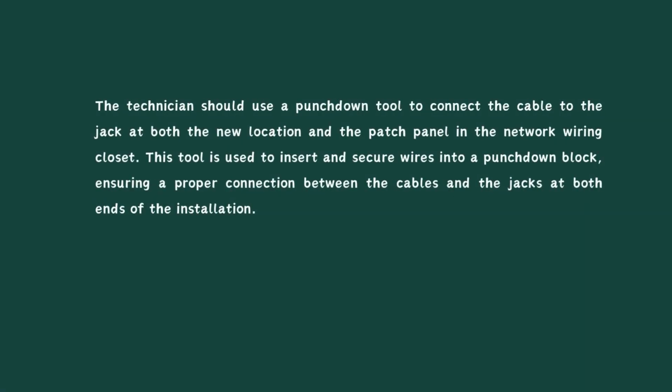The technician should use a punch-down tool to connect the cable to the jack at both the new location and the patch panel in the network wiring closet. This tool is used to insert and secure wires into a punch-down block, ensuring a proper connection between the cables and the jacks at both ends of the installation.